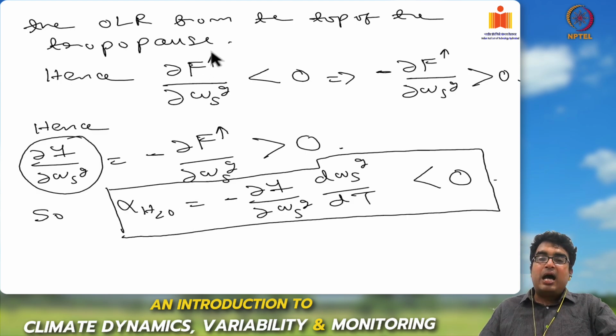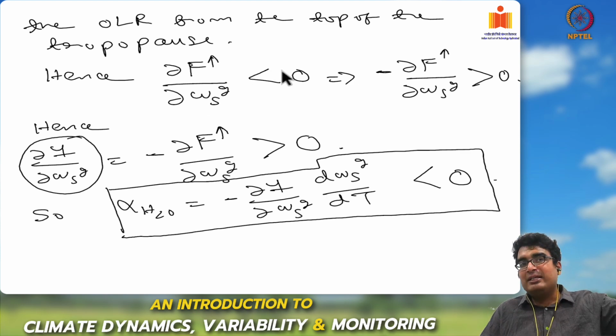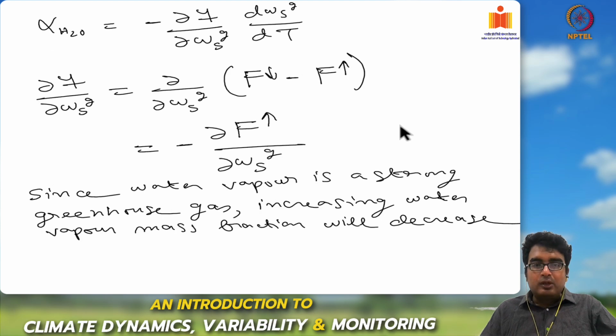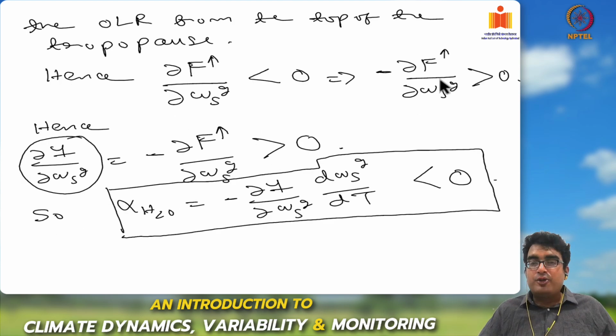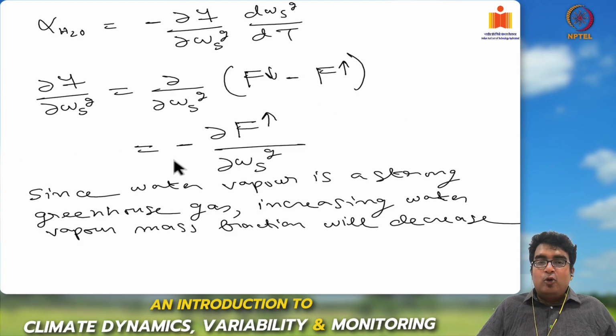So del F upward by del omega_sg, this term must be less than 0. The outgoing flux will decrease with increase in water vapor concentration. So the negative of this term is positive. So this term will be positive, right? And del F by del omega_sg is this term here, right? So del F by del omega_sg will be positive in this context, correct?